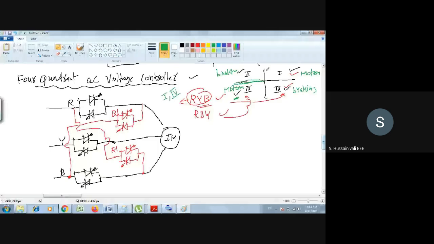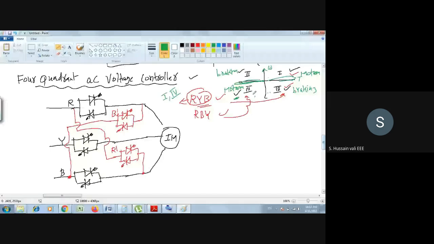So say for example, this is speed and this is torque. You see here what you will understand is that during this case your torque is always negative, whereas during this case the torque is always positive. So the torque is always positive here, whereas the speed reverses here. Here also speed reverses.